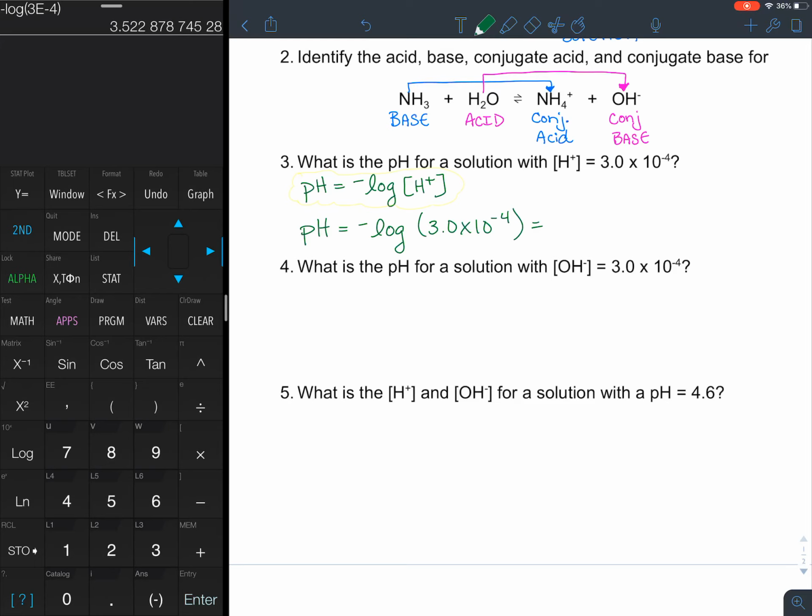All right. So I enter that in, and I get a number of 3.52. I only started with 2 sig figs, so I want to end with 2 sig figs. So we should end up with 3.5 for our pH.